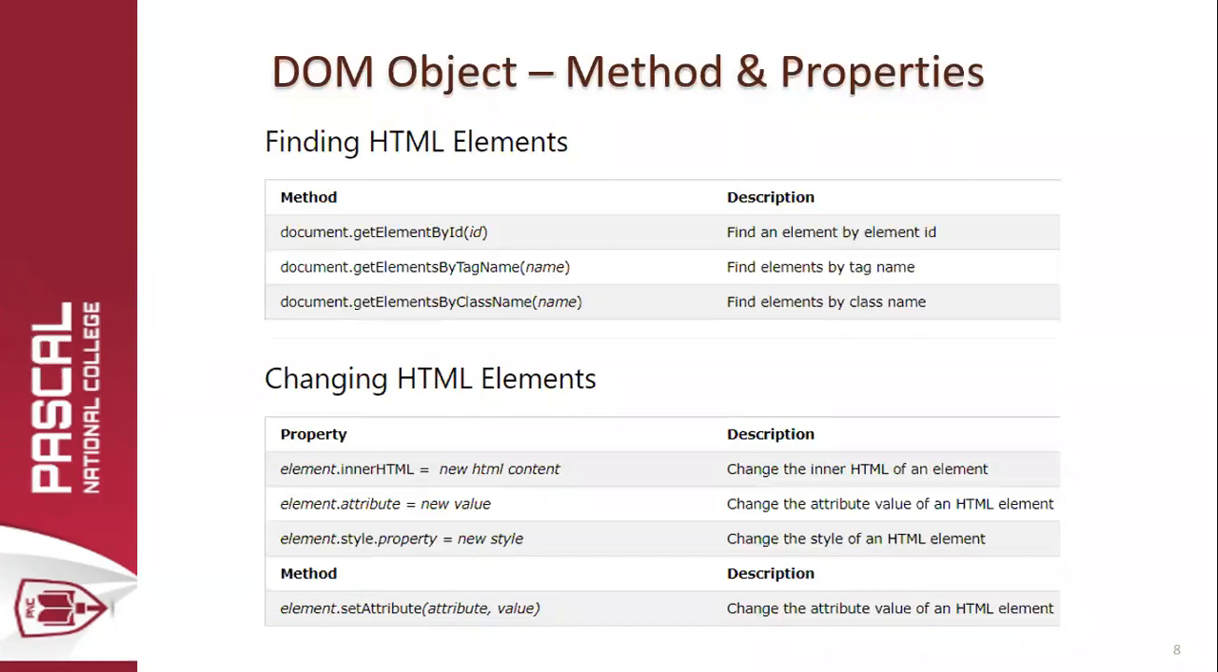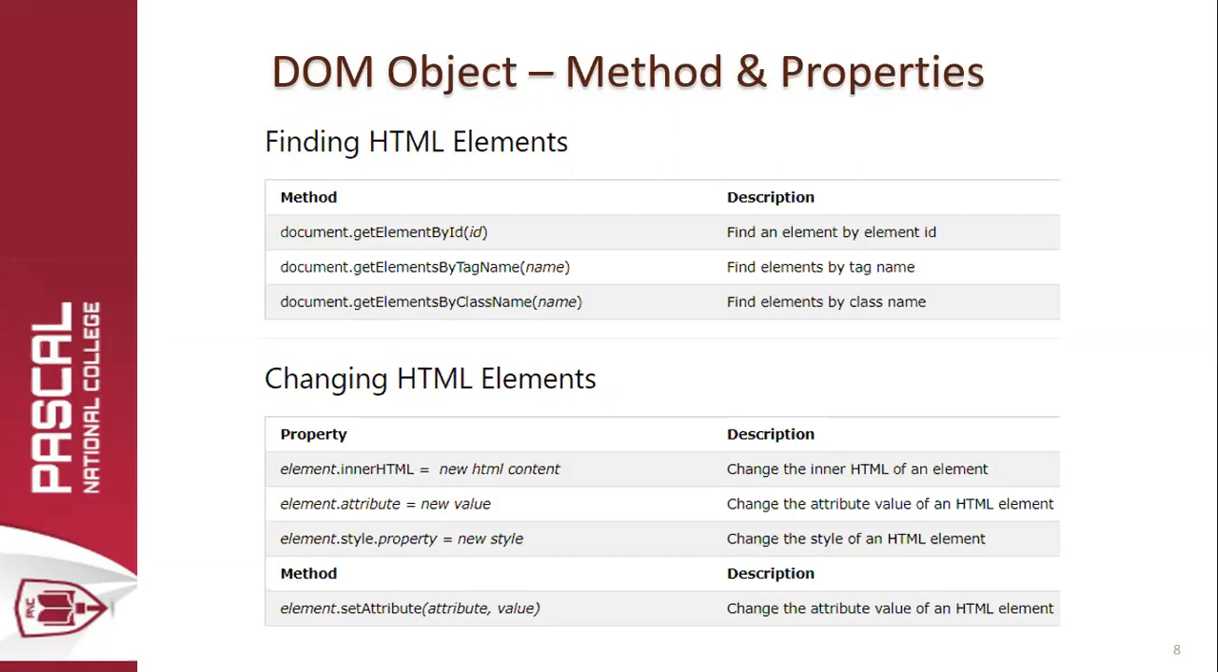So we have some of the methods and properties for these HTML elements. document.getElementById: if you want to find an element by ID in your page, then this is the method you can use. Next one, if you want to find an element by the tag name, then getElementsByTagName. Similarly, if you want to find elements by the class name, then we can use the getElementsByClassName method.